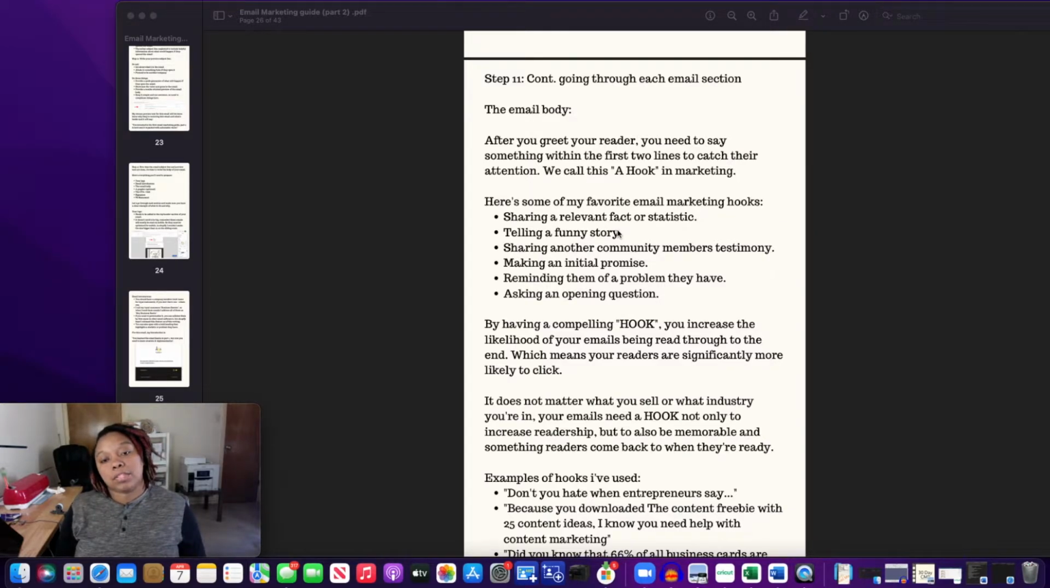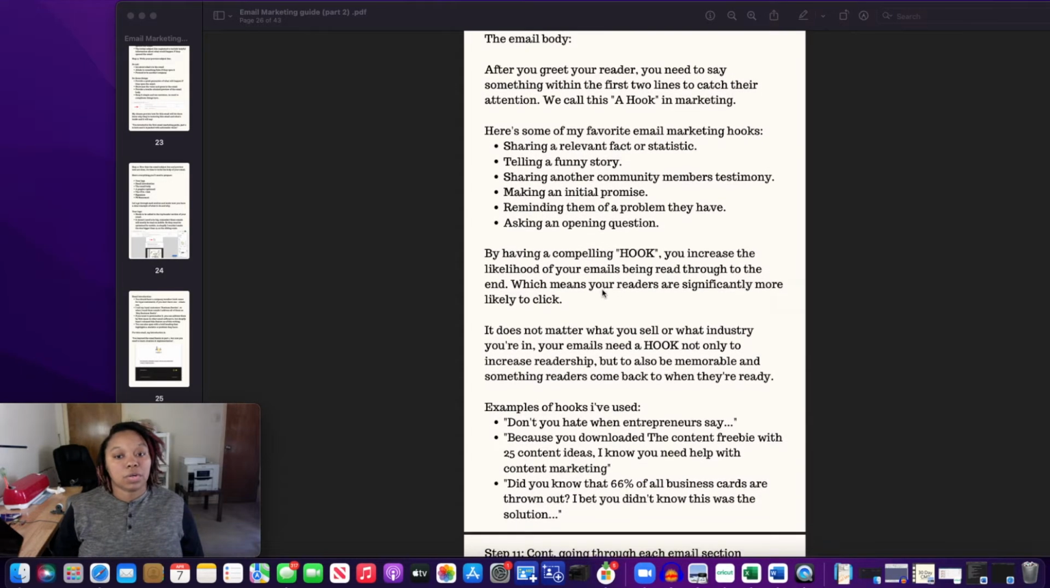But some of the most common things to do is to share a relevant fact or statistic, tell a funny story, share another community member's testimony, make an initial promise of solving a problem, remind them of a problem that they have, and ask an opening question to get people interested in what the discussion might potentially be about.